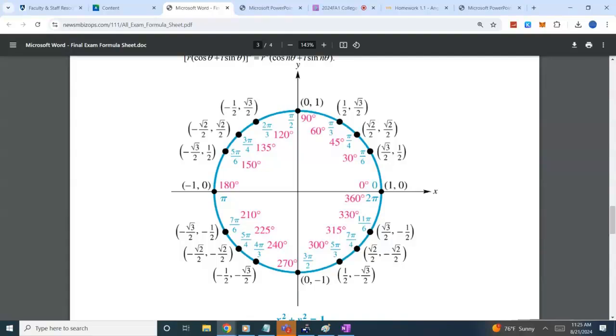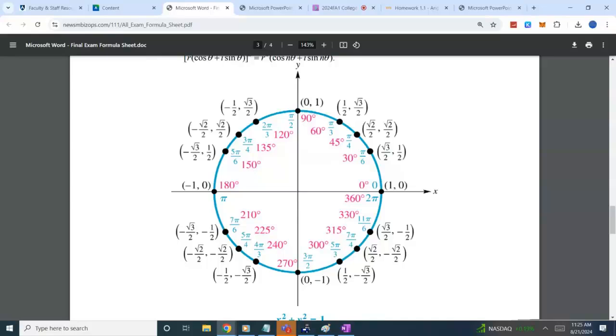So 30 degrees is pi over 6 radians. We're going to talk about this pi over 6 in a second. 45 degrees is pi over 4. 60 degrees is pi over 3. 90 degrees is pi over 2. Pi is 180 degrees. So if you're trying to convert a radian to a degree measure, let's say 5 pi over 6 radians to a degree measure, you could use this chart. If it asks you what is 2 pi over 3 as a radian, you can quickly look here and say, okay, it's 120.